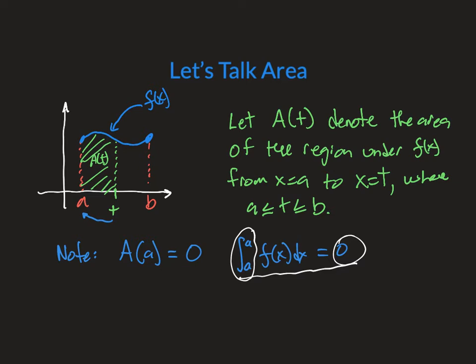The other thing we said is if I move t all the way over here to b, that would be A of b, and that equals the entire area. Now, I don't know the answer to that right now, but I do know that the definite integral would look like this, starting at a and ending at b of f of x dx.